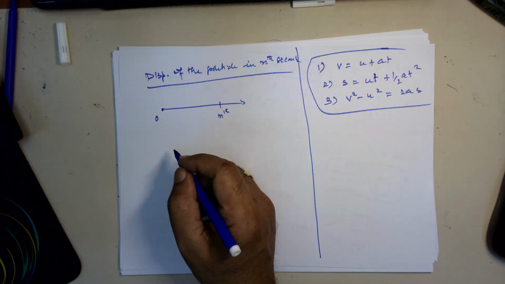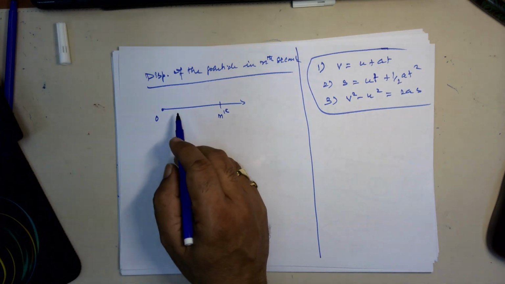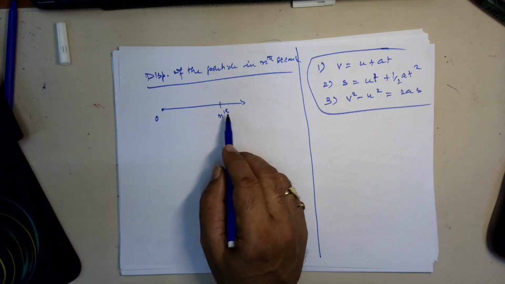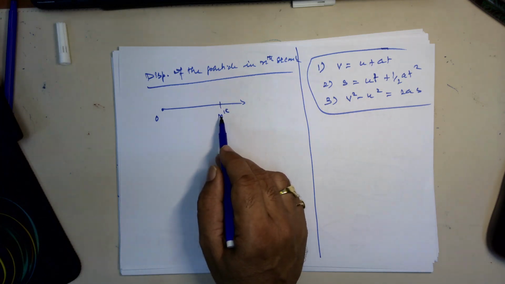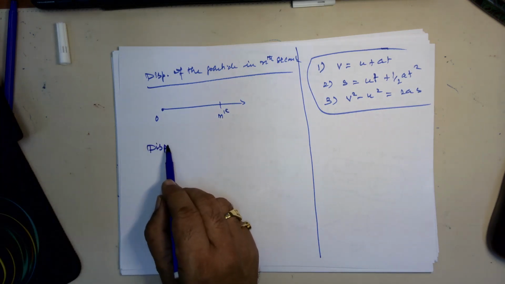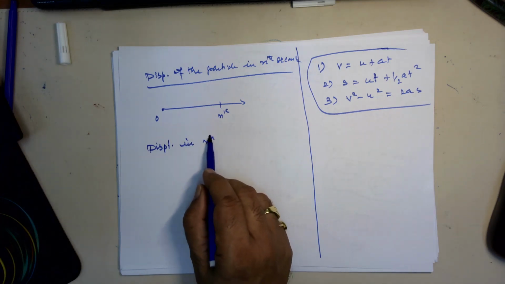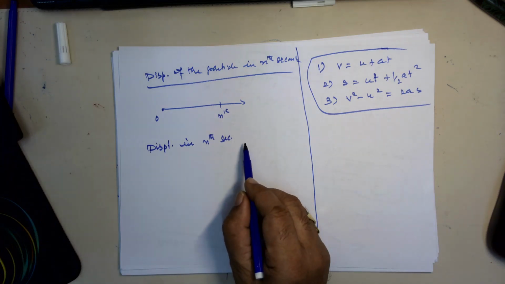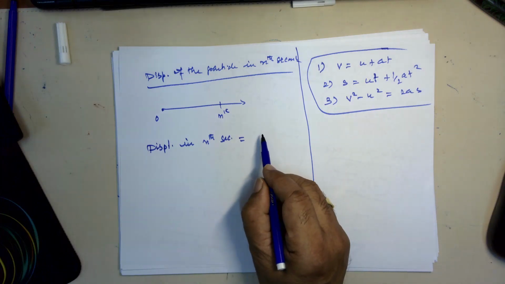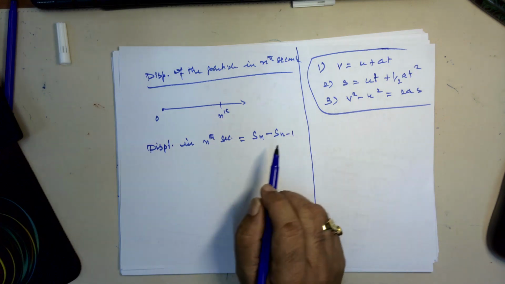So the displacement of the particle in the nth second. We would like to find out the displacement of the particle in the nth second. Let us consider the displacement of the particle in nth second. Okay, so this means you get Sn minus Sn minus 1. Do you understand?